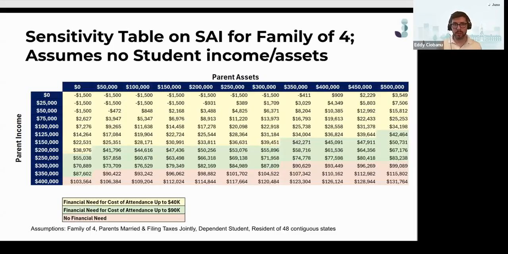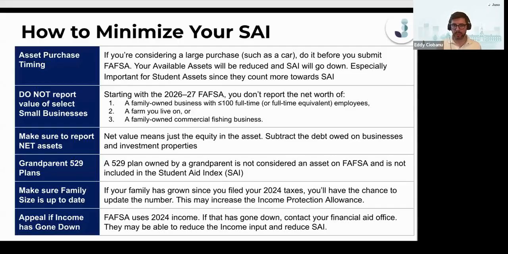Now, importantly, how can you minimize the student aid index number? That has the direct effect on what your financial need is. So first, you can think about asset purchase timing. If you know you have a pretty big purchase upcoming, then you can think about the strategic timing of that purchase. So let's say, for example, you have a leaking roof and maybe your insurance doesn't cover all of it and it's only in part. And suddenly you're hit with a $5,000 to $10,000 bill.